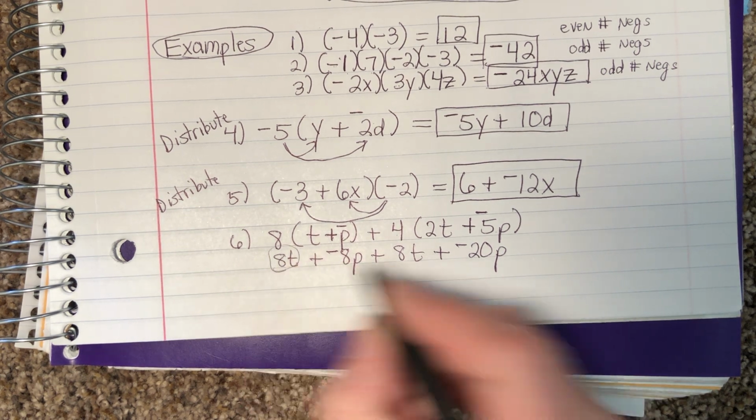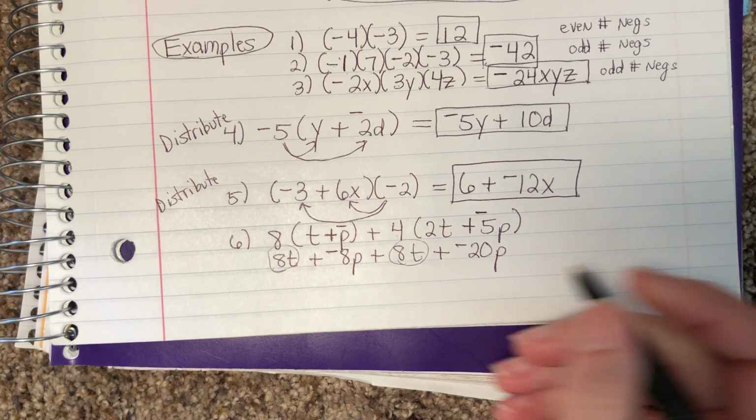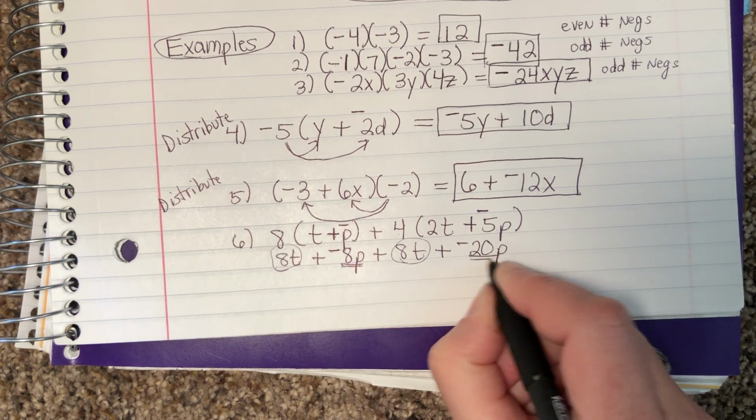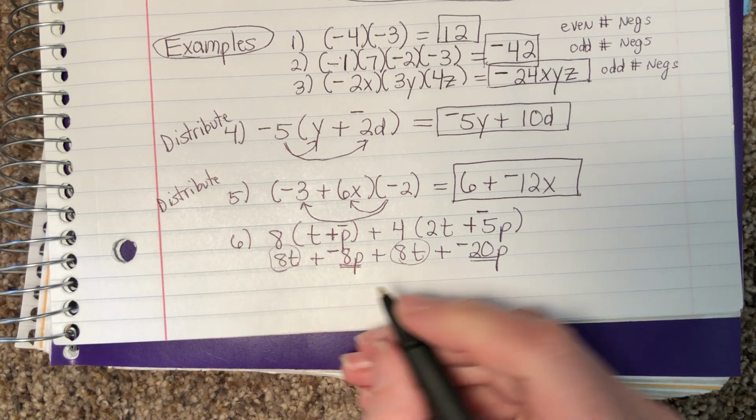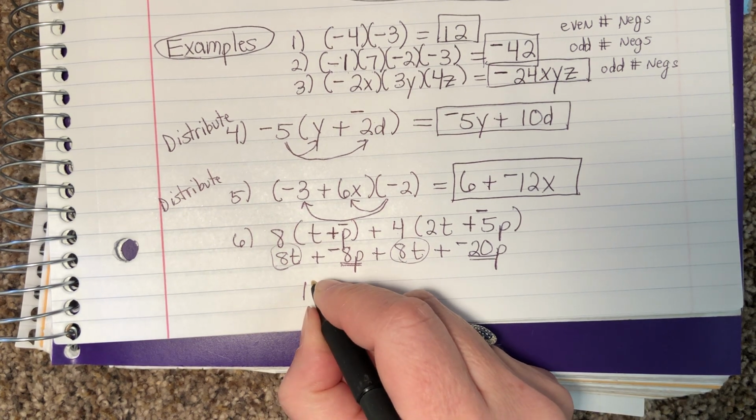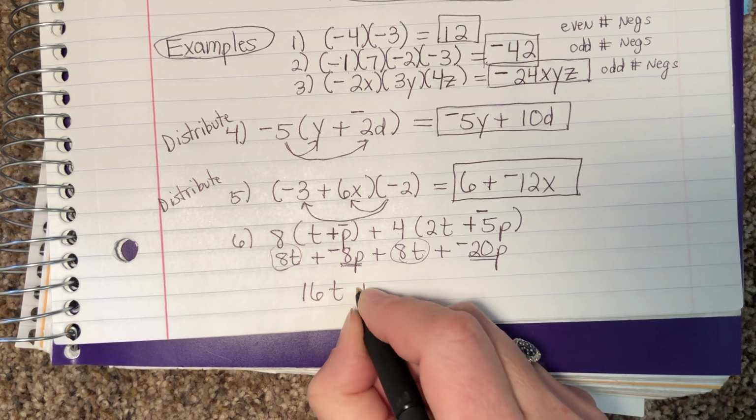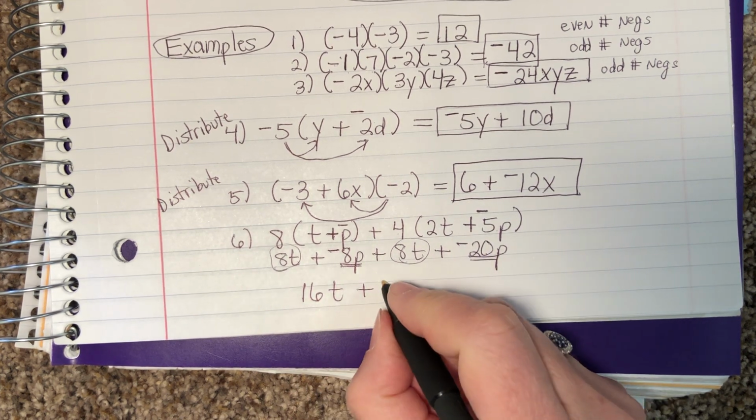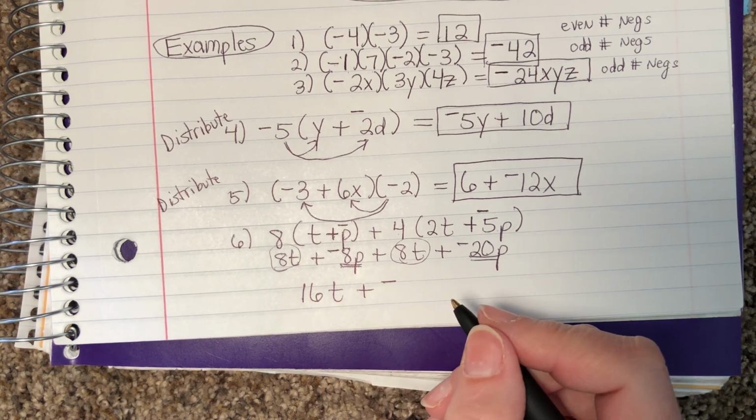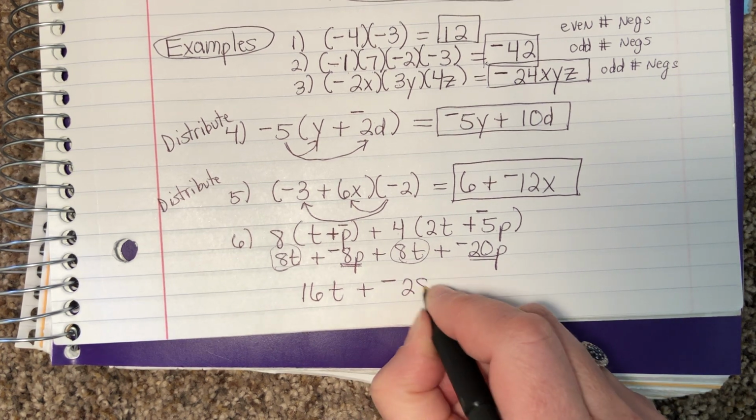I have a t term and a t term here, a p term and a p term. And those like ones can add to each other. So 8 t's plus 8 more t's makes 16 t's plus negative 8 plus negative 20 p's, negative 28 p's.